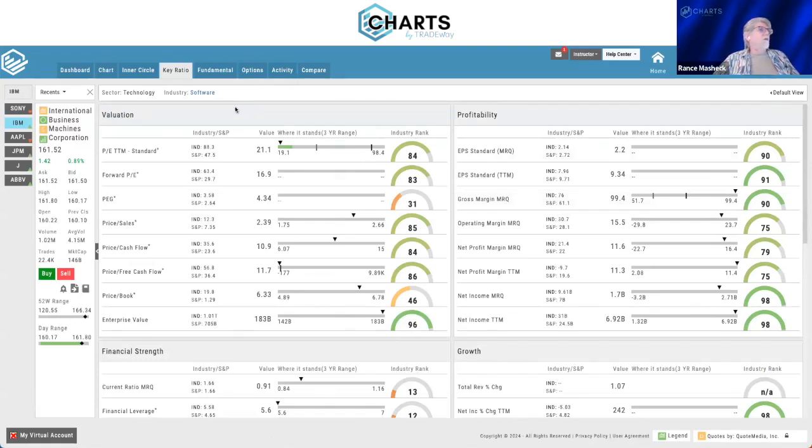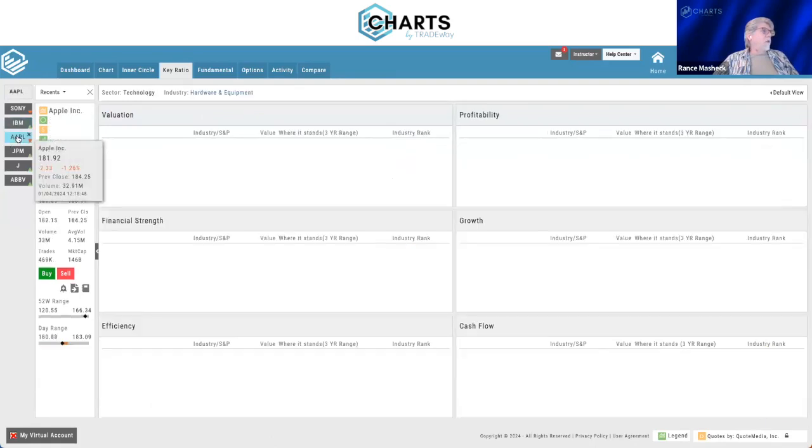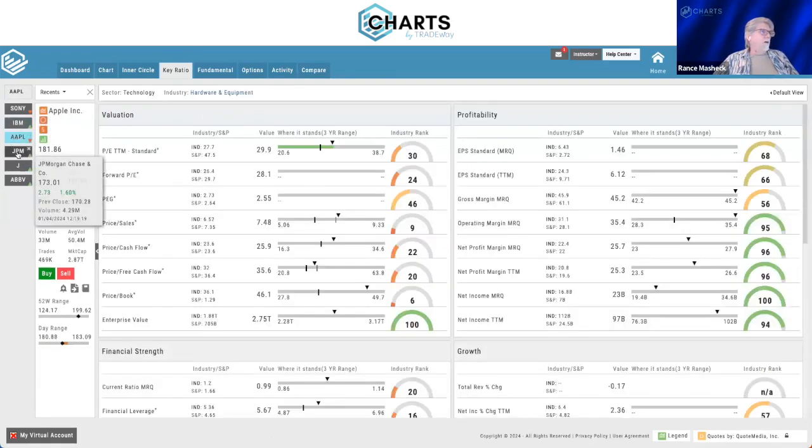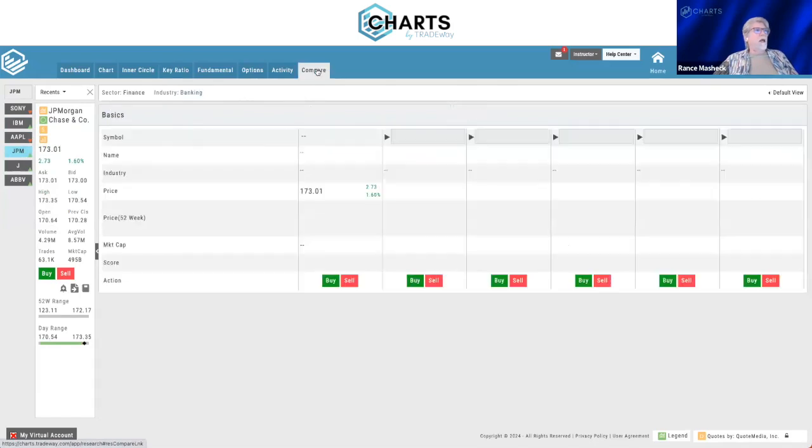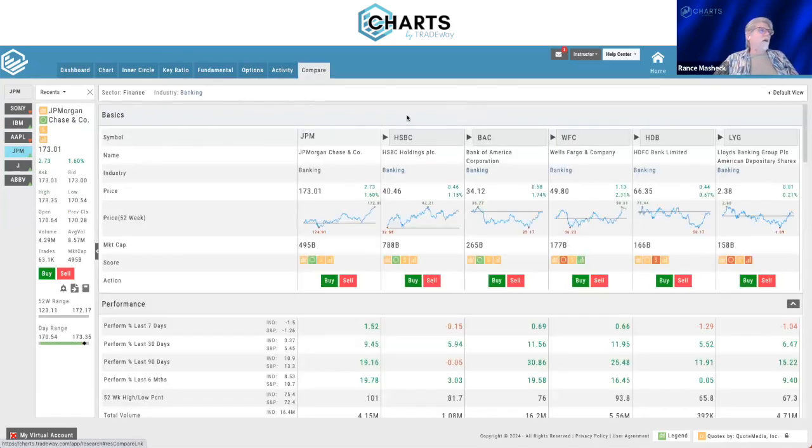Yep. So the other thing that came up was, I want to be able to compare this stock to other stocks in its industry group. And so you'll notice there's a new tab here called Compare. If I go to Compare, it'll bring up your stock. The one I have now, I switched over to JP Morgan. You see here JP Morgan. But then you also see the 5 largest market cap stocks in that industry group. So you can see how those are doing.